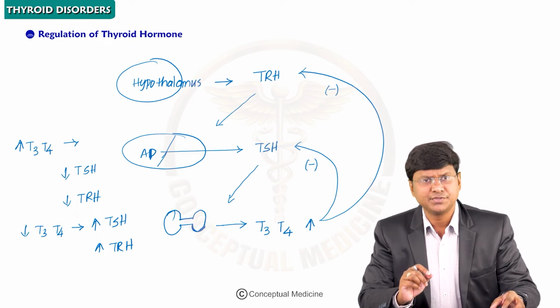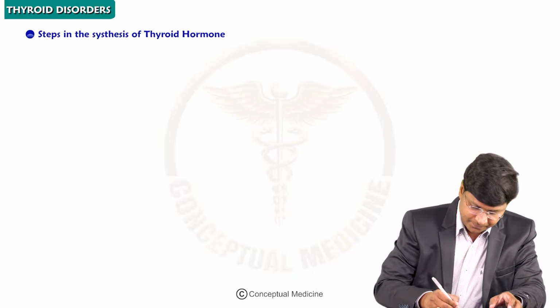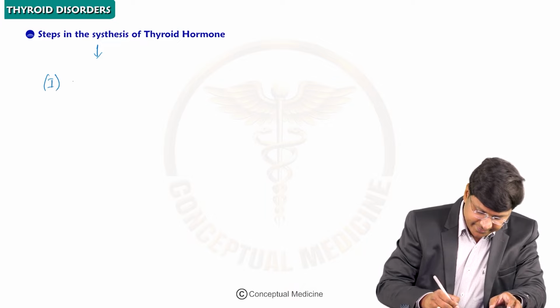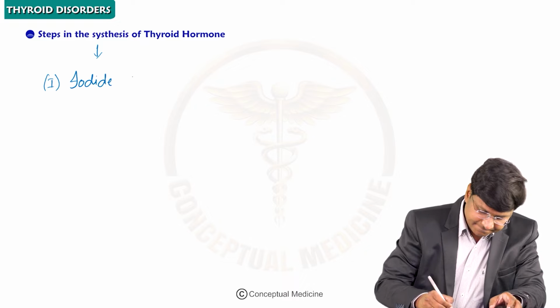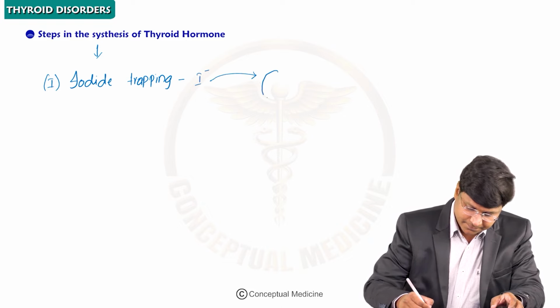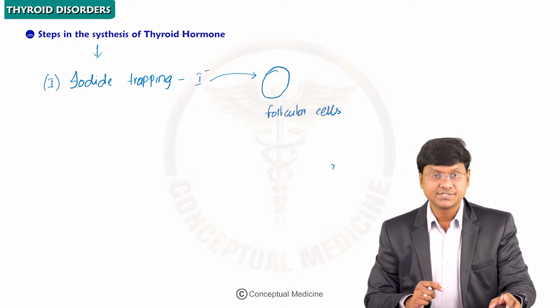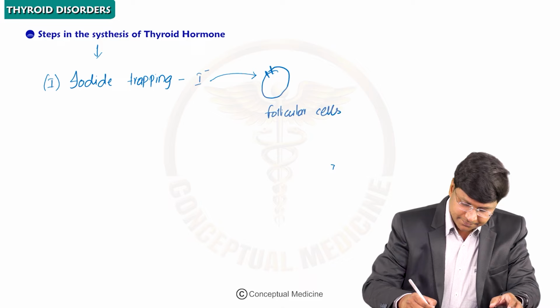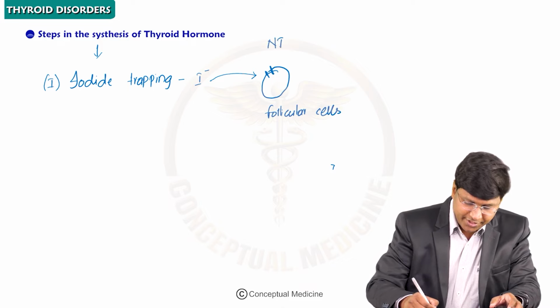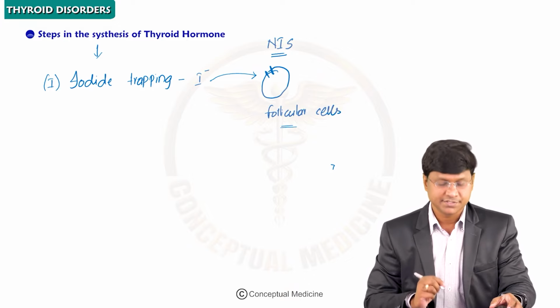Now, the other important point you should know is the steps in the synthesis of the thyroid hormone. Please remember the first important step is the iodide trapping. In this iodide trapping, it is I minus that will be trapped into the follicular cells, and this I minus is trapped into the follicular cells through a symporter, and this symporter is the sodium iodide symporter. So through the sodium iodide symporter, I minus is trapped into the follicular cells. That is the first step, called iodide trapping.